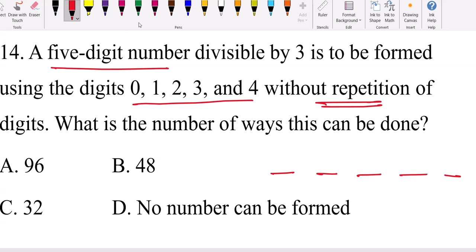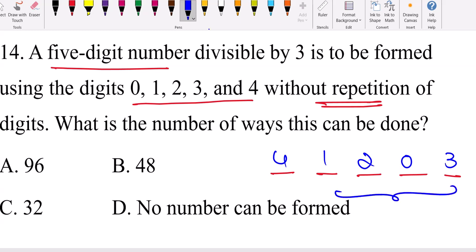One of the numbers will be like 41203. There may be a lot of numbers we can create, and one among them is 41203. Now, is this divisible by 3 or not? How to check? Sum of digits. What is the sum of digits? The sum is nothing but 10. We cannot divide this by 3. No number can be formed.